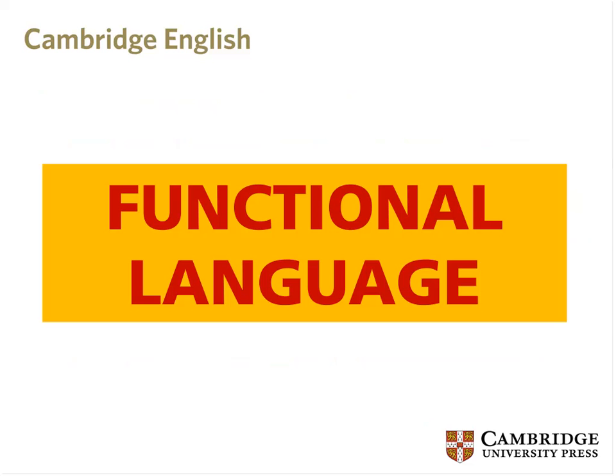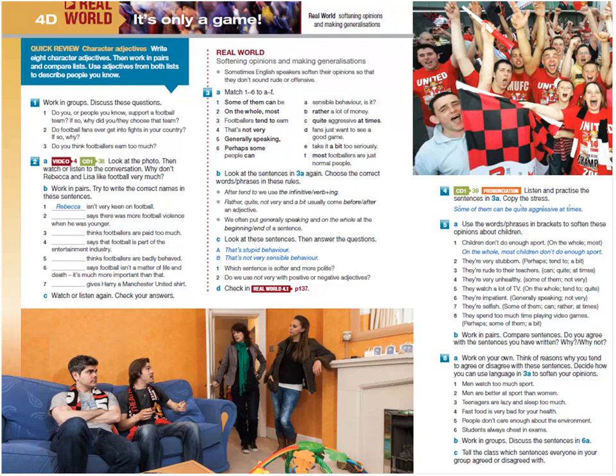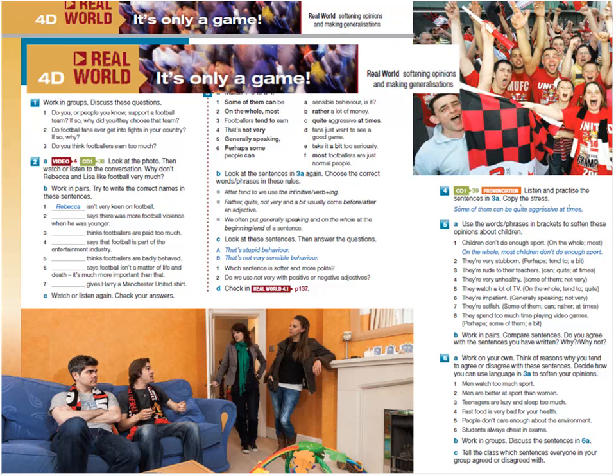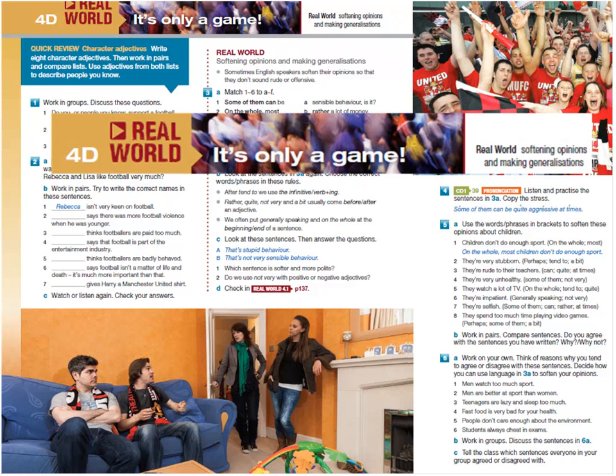Okay, let's move on now to functional language, which we teach all the way through, but there's probably more teaching of functional language at higher levels. And here's an example from Intermediate, the Intermediate second edition. The lesson's called It's Only a Game, and the language we're teaching here is language for softening opinions, making generalizations, which is quite subtle language, but is very useful for students at this intermediate level to stop them sounding too dogmatic or opinionated when they give their opinions.